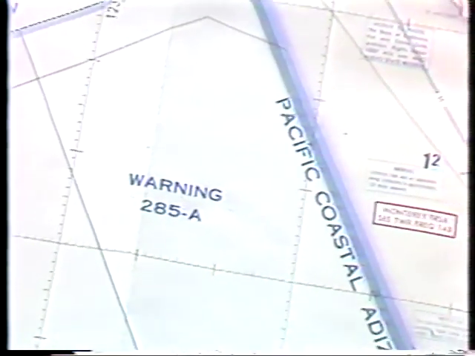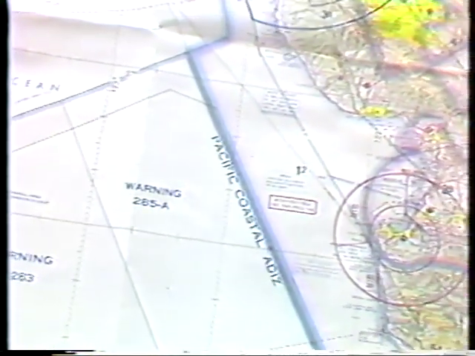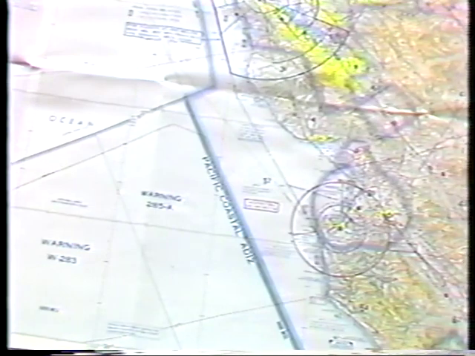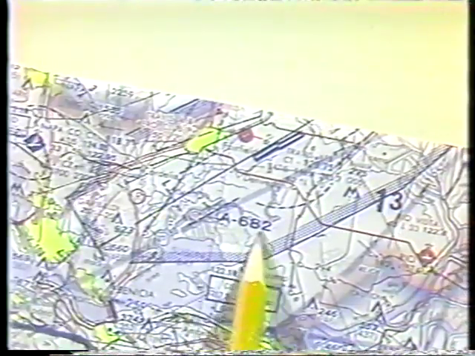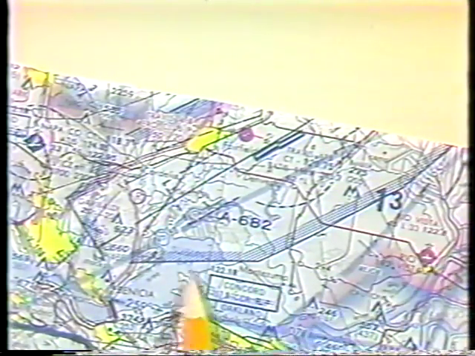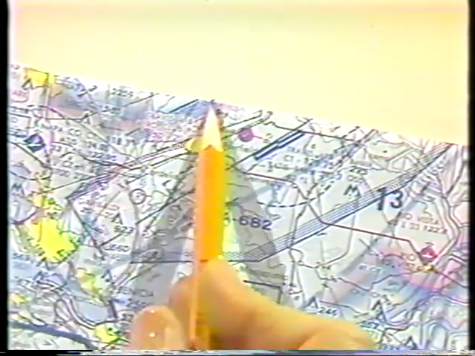W indicates a warning area. Activities may be the same as within a restricted area, but the space cannot be so designated because it is over international waters. These are established beyond the 3-mile limit. Alert areas indicate airspace in which pilots should be on the alert for military activity.